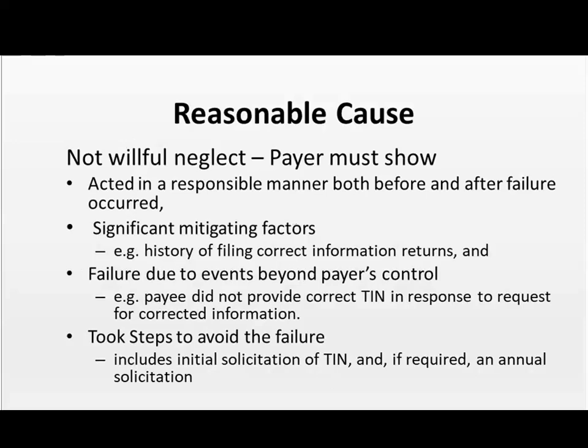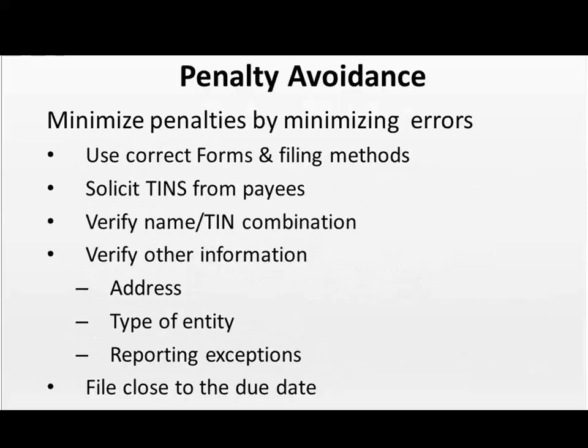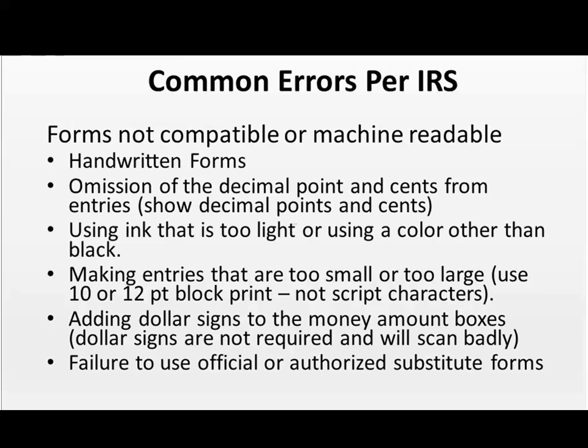So those solicitations are key to this process, and that the payer took steps to avoid the failure, and that includes initial solicitation of the TIN, and if required, the annual solicitations. Penalty avoidance: be sure to use correct forms and filing methods, solicit the TINs, verify name TIN combination, verify other information, file close to the due date if you can, so you have that extra time for the mistakes to be noted. These mainly relate to paper forms.